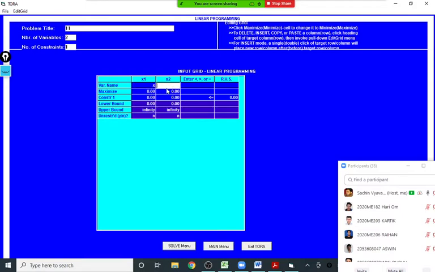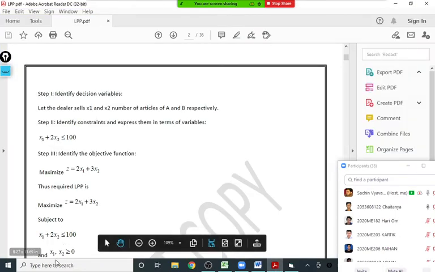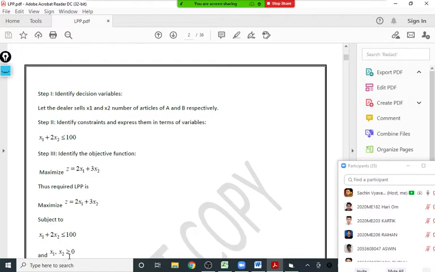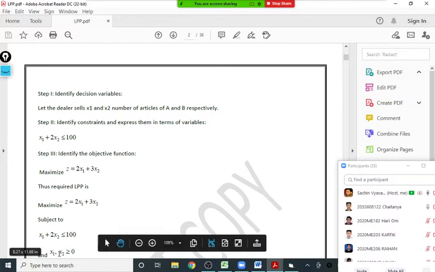There is only one constraint. What is that constraint? Here I will show you. x1 greater than or equal to 0, x2 greater than or equal to 0, that non-negative restriction is always there. No need to give it separately, because in LPP this is always a standard thing that all variables should be positive. So excluding the non-negative restriction, only one constraint is there.